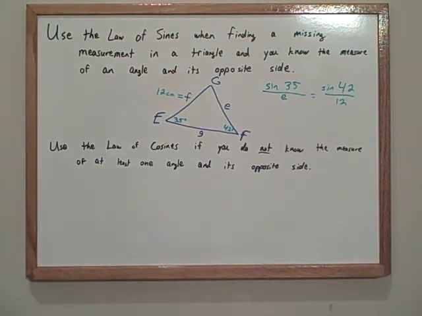Now, obviously, you can see on the bottom where it says we use the law of cosines if you do not know the measure of at least one angle and its opposite side. Basically, when you don't use the law of sines, you use the law of cosines. There, of course, is a third one, and it is right triangle trigonometry. That one, I hope, would jump out at you when you see a right angle in a triangle. So that's when you use it. Let's go ahead and do the next problem.